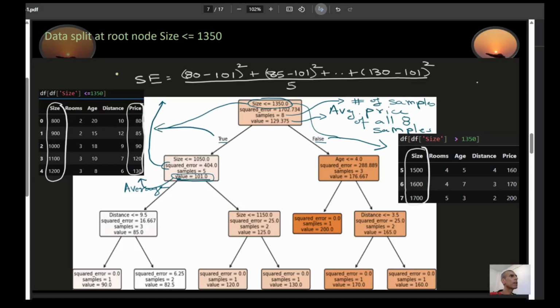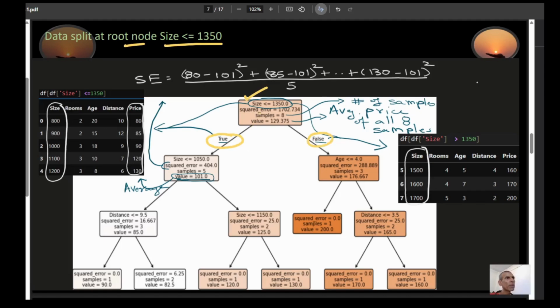And then we make a data split at the root node. The condition we choose is size is less than 1350. That would be this right here. So we make the split and then you will have two types of data. Either it satisfies the condition, that will be true, or if it does not, that will be false.